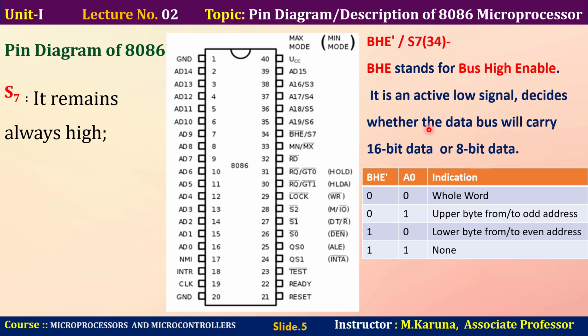Okay, next, DEN stands for data enable. It is an active low signal used to enable the transceiver. It is a device used to separate data from the address data bus. Next, coming to DT/R, available on pin number 27, which stands for data transmit or receive signal, which decides the direction of data flow through the transceiver. When it is high, data is transmitted out, otherwise data will be received.